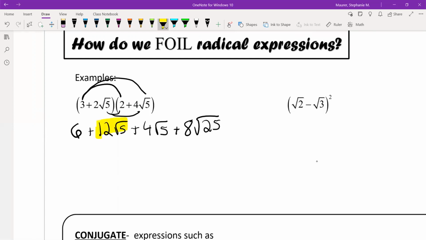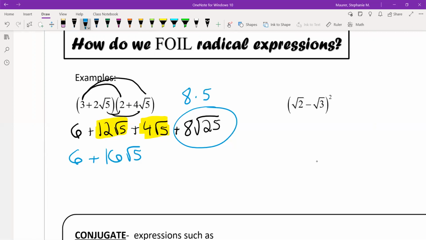So the 12 square root of 5 can be combined with the 4 square root of 5. So let's go ahead and get 16 square root of 5. I'm going to leave the 6 chilling out front here. And then this last piece here, this 8 square root of 25, we actually know what the square root of 25 is, in which case that will just become a 5. And now I have 8 times 5 giving me positive 40. And that's kind of that.